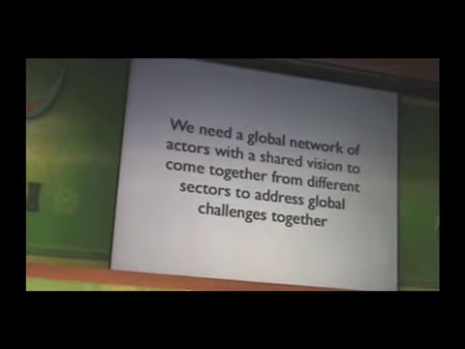And this is what we really believe, that we as an organization will not solve these problems on our own. What we really need is a diverse global network of actors who have a shared vision about what the global problems are, and what the global solutions might be, to come together and try to address these global challenges together.